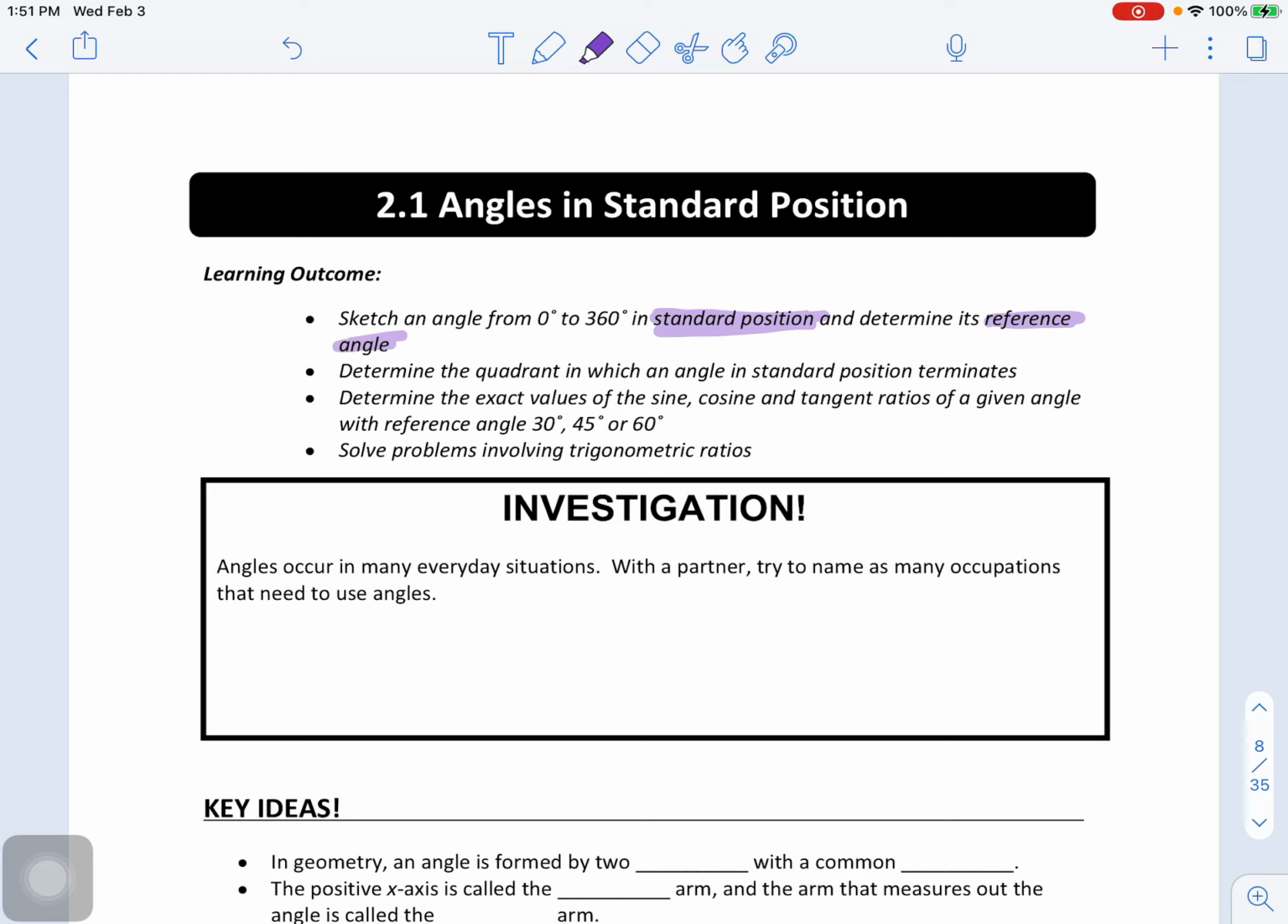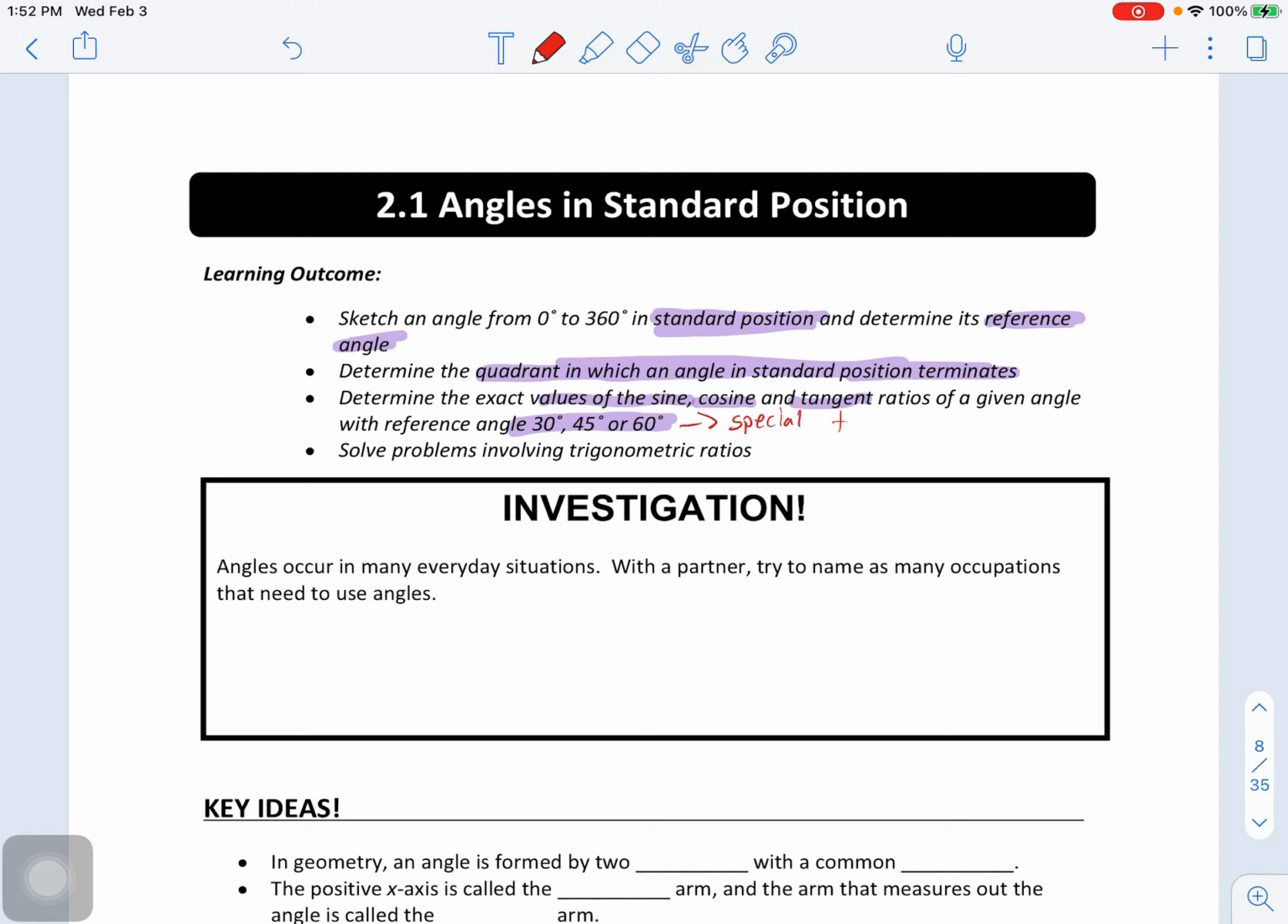You also learn determining the quadrant of an angle in standard position, its terminal arm. Okay, so lots of new phrases and definitions coming at you at once here. We're going to be able to determine the exact values of sine, cosine, and tangent ratios for a given angle with a reference angle of 30, 45, and 60. And this will be using special triangles.